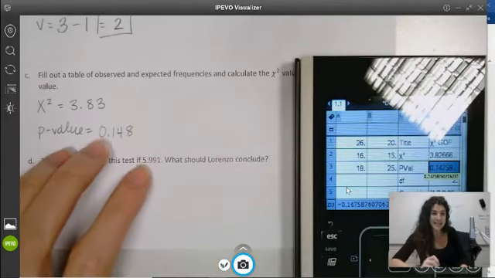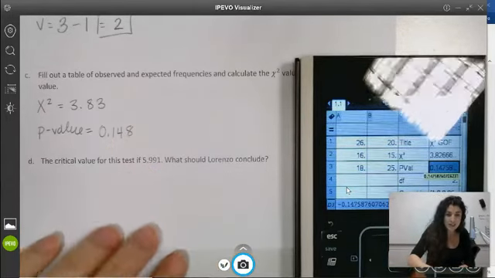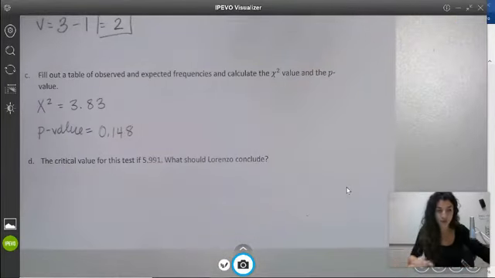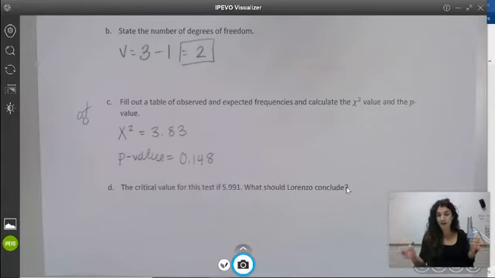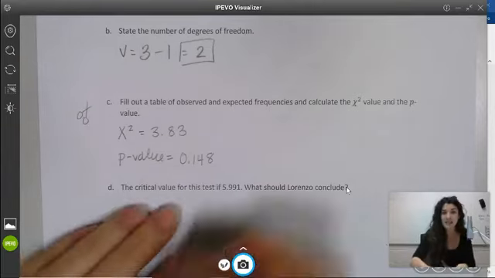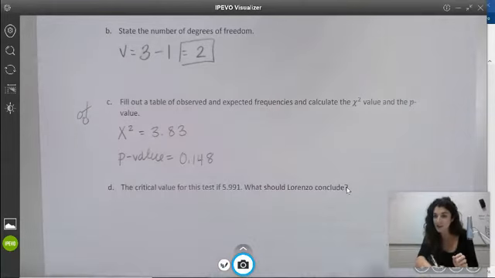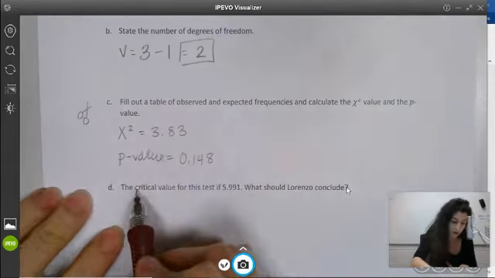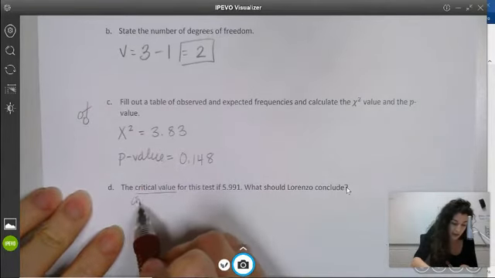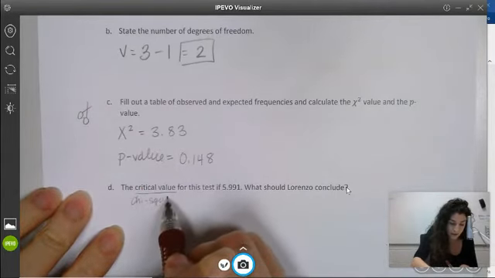So once we get these values, we then compare either our chi-squared value or our p-value to a different value, either the significance level or your critical value. So the next question then says the critical value for this test is 5.991. And how we use this is we always compare our critical value to our chi-squared value.